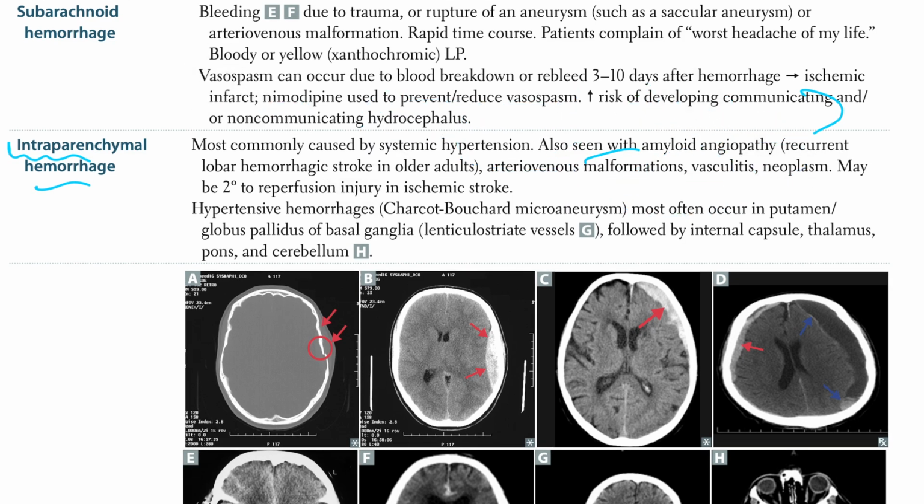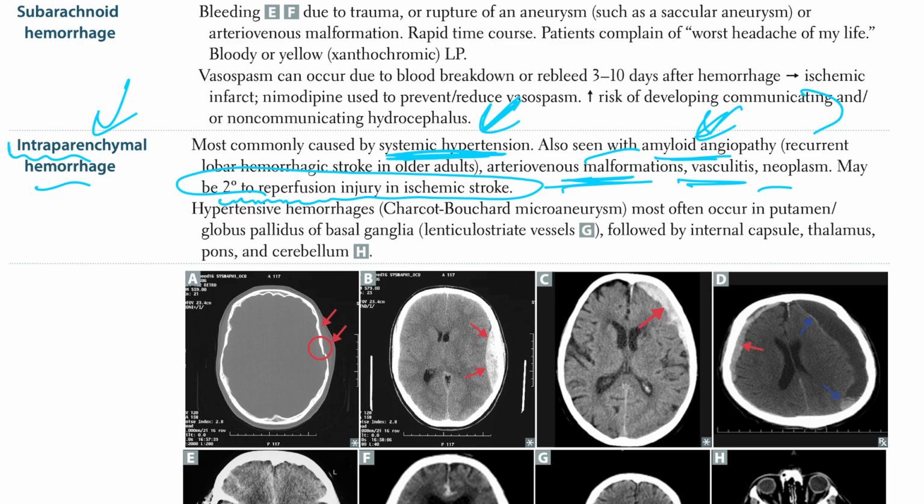Intraparenchymal hemorrhage is most commonly caused by systemic hypertension. It is also seen with amyloid angiopathy, which is recurrent lobar hemorrhagic stroke in older adults, AV malformations, vasculitis, and neoplasm. So the high-yield causes are systemic hypertension and amyloid, and then think about anything else that can lead to intracranial, intraparenchymal hemorrhage. Vasculitis could be there, neoplasm could be there, maybe due to secondary reperfusion injury in ischemic stroke.